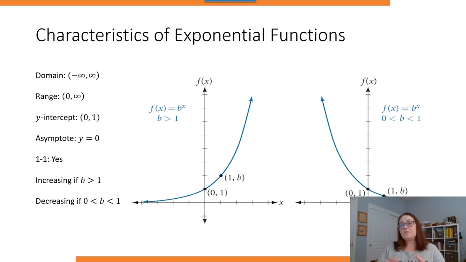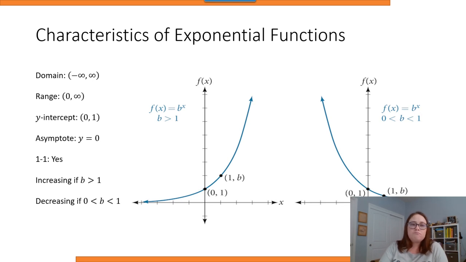The y-intercept for both of these is at (0, 1). If you think about it, if I plug in 0 for the exponent, I get a number to the 0 power. So I'm always going to get 1 there for the simplest version of this. These functions are one-to-one, which becomes important later when we start talking about inverses.